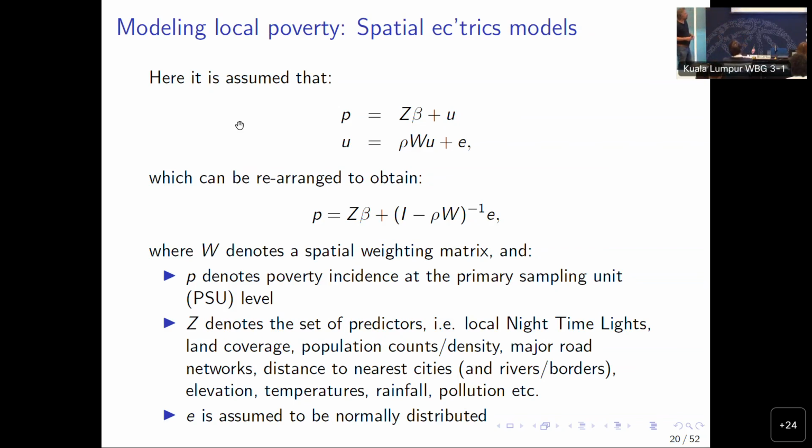I don't know if you're familiar. W in this case is a spatial weight matrix. Are any of you familiar with spatial weight matrices, or is this completely new to you? Okay, it's new.